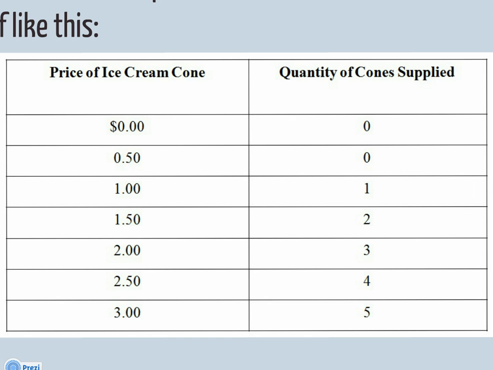So this represents a supply schedule for ice cream cones. Now if the producer cannot get any money for the ice cream cones, they are not going to produce any. But as the amount of money that they're able to get for them goes up, they're willing to produce more and more until we get to $3. At $3, this particular producer would be willing to supply 5 ice cream cones.